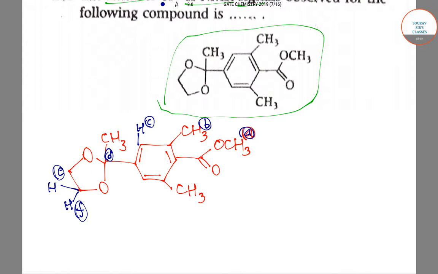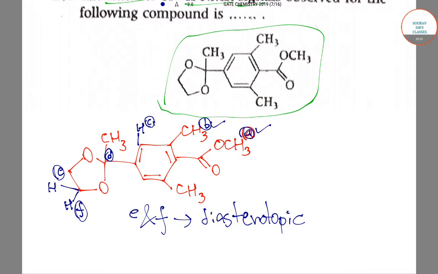So for this compound, E and F are diastereotopic in nature. So we get 1, 2, 3, 4, 5 and 6. We get 6 different kinds of hydrogen atoms.